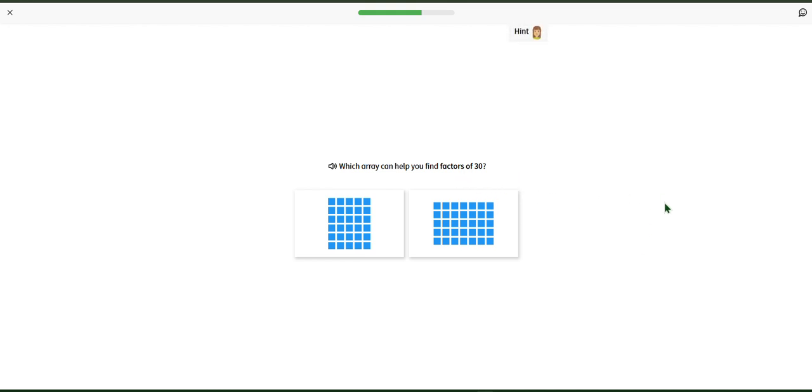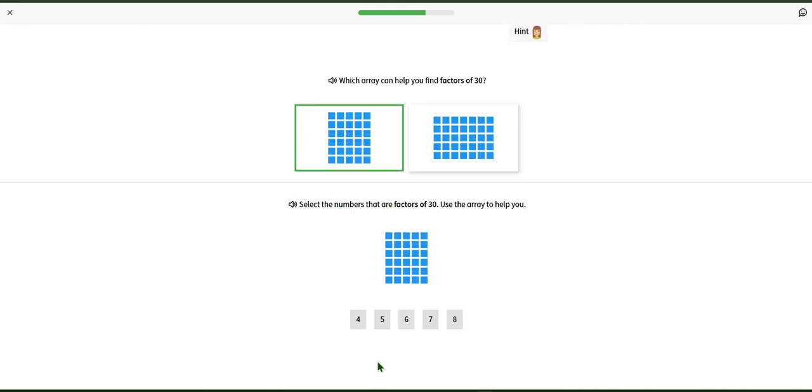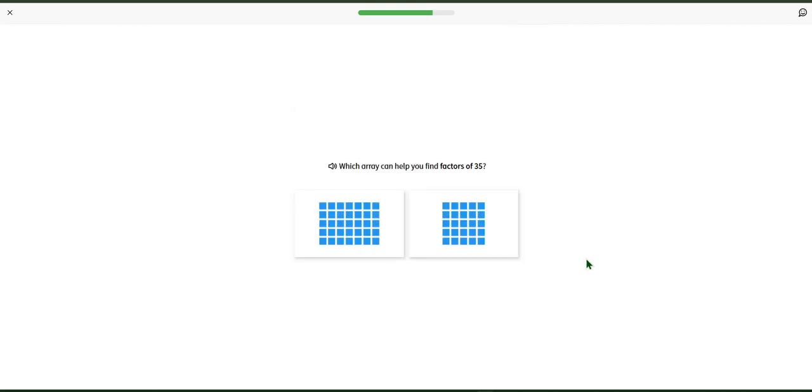To find 30, so 30 would be 6 times 5. 1, 2, 3, 4, 5. 1, 2, 3, 4, 5, 6. 5, 10, 15, 20, 25, 30. And we can double check on this one. 1, 2, 3, 4, 5. 1, 2, 3, 4, 5, 6, 7. So 6 and 5, or 5 times 6, or 6 times 5.